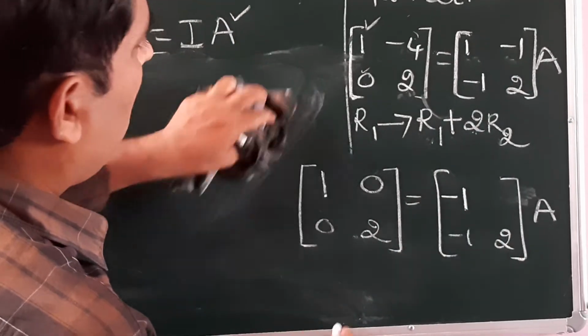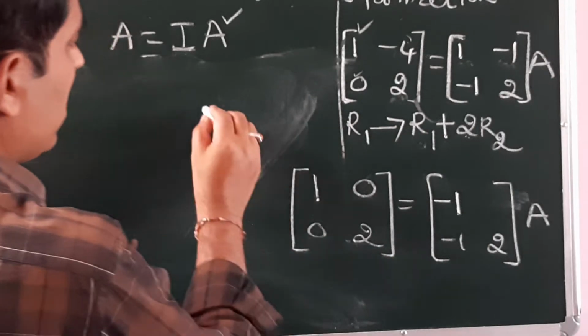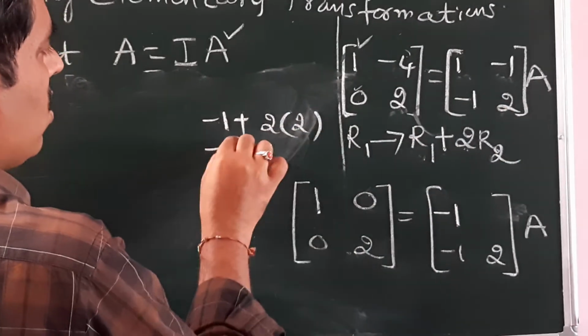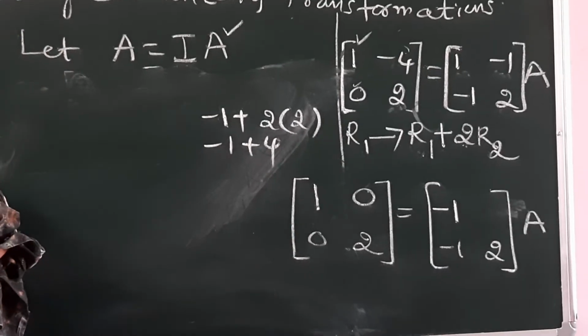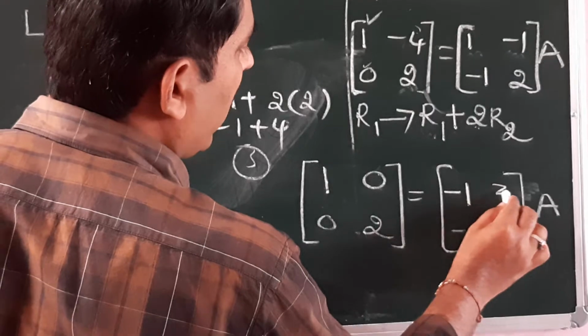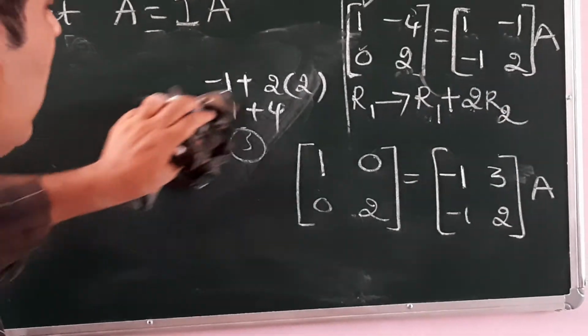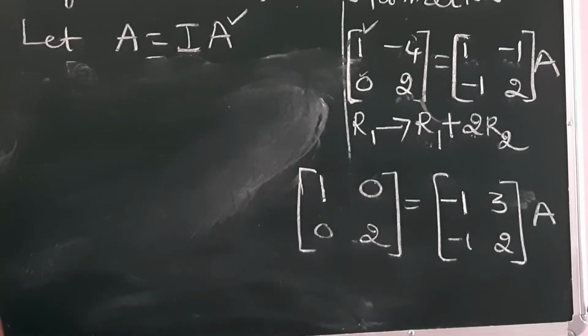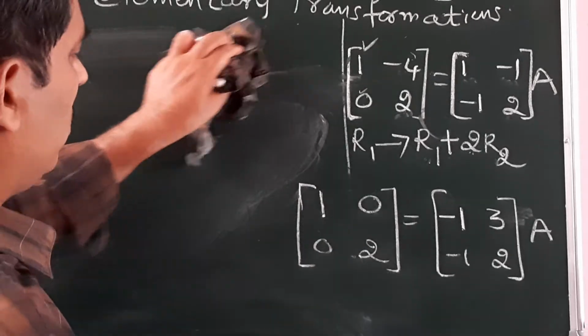So what is the last element here? See, minus 1 is there. Minus 1 plus 2 times R2. The corresponding element is 2. So minus 1 plus 4. What is the answer? Minus 1 plus 4 is 3. So I can write this element 3 here.